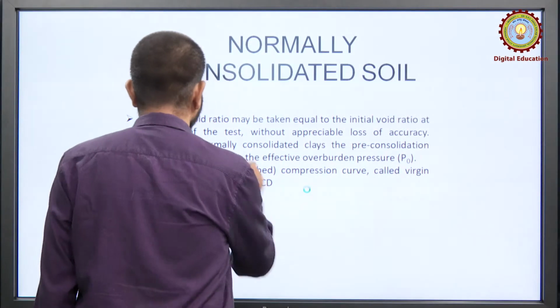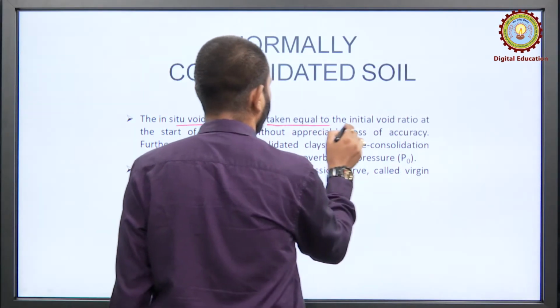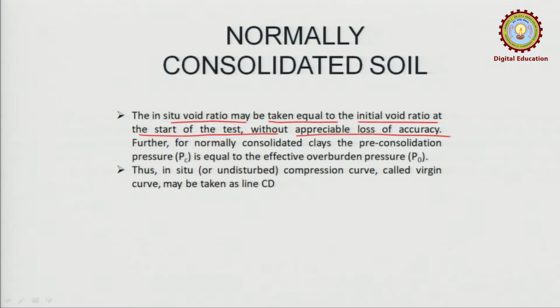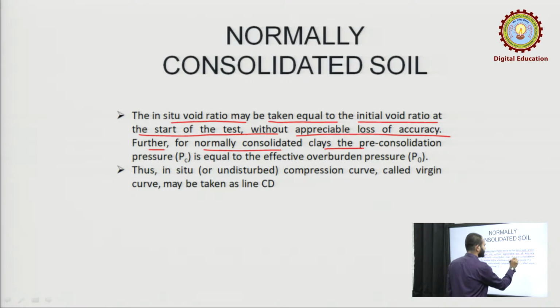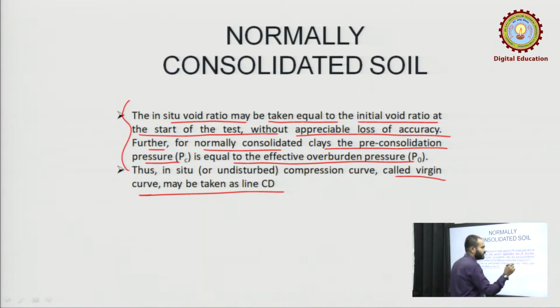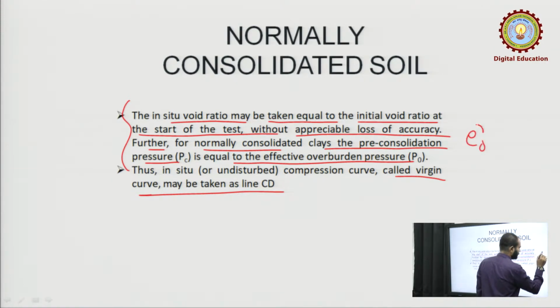Further, the in situ void ratio may be taken equal to the initial void ratio at the start of the test without appreciable loss of accuracy. Further, for normally consolidated clay, the pre-consolidation pressure is equal to the effective overburden pressure. What is it telling us? That virgin curve, I have already told you what the virgin curve is. This part, let us see what it is telling us. This is telling us that we need e naught.